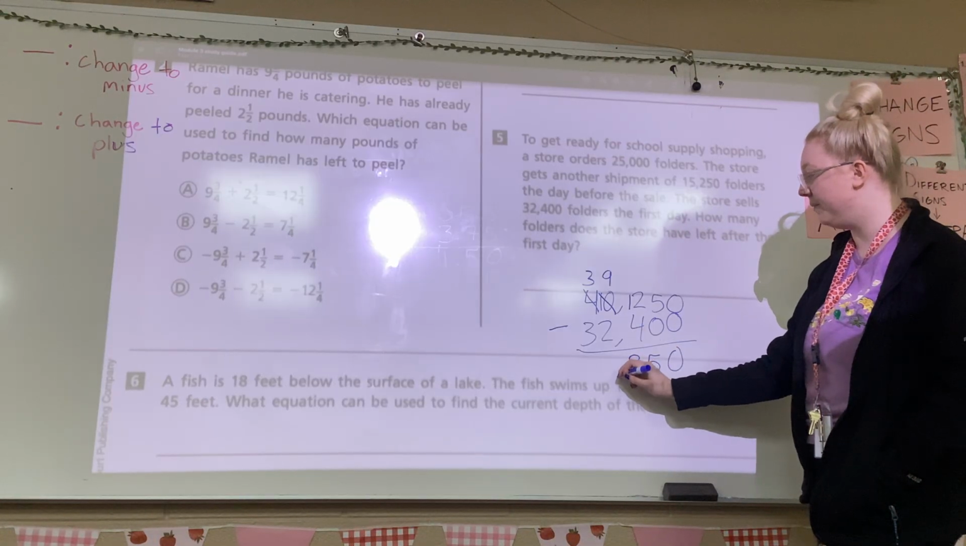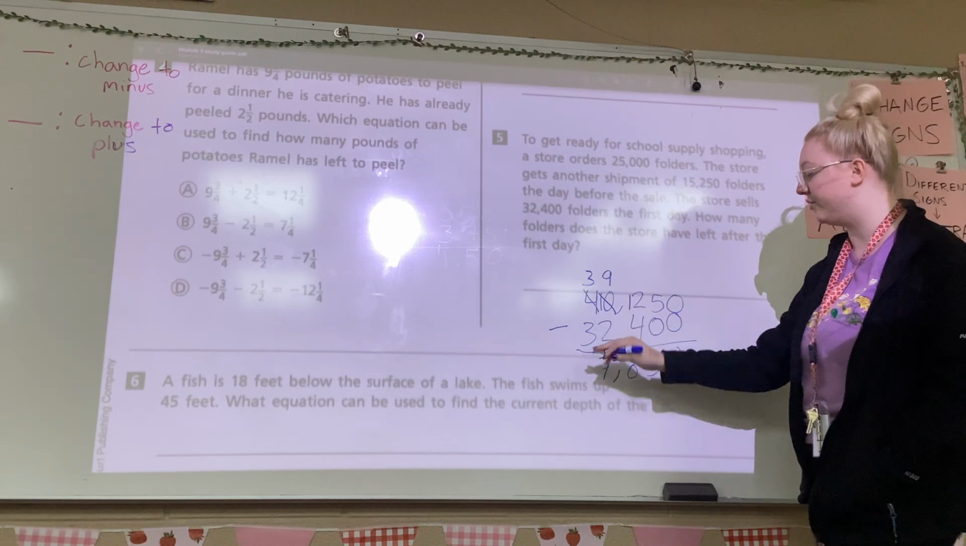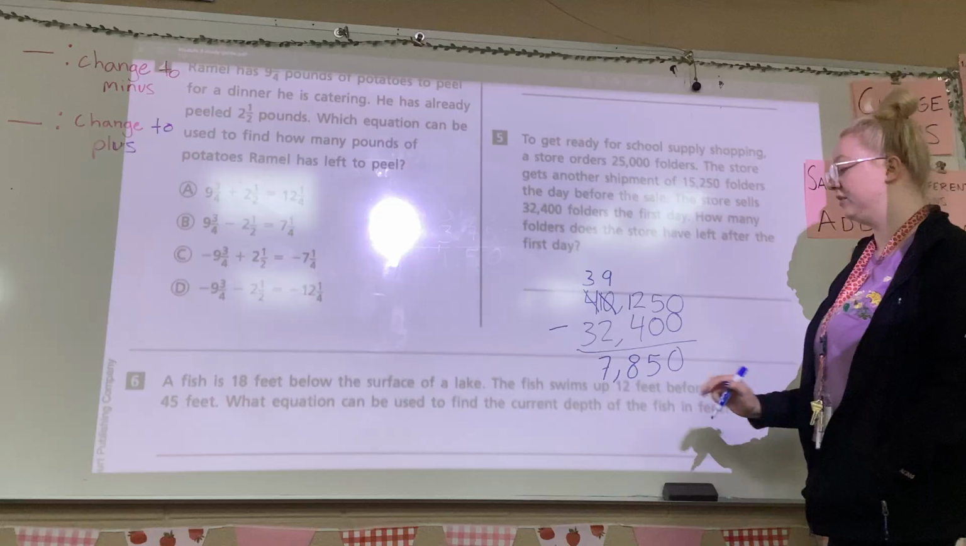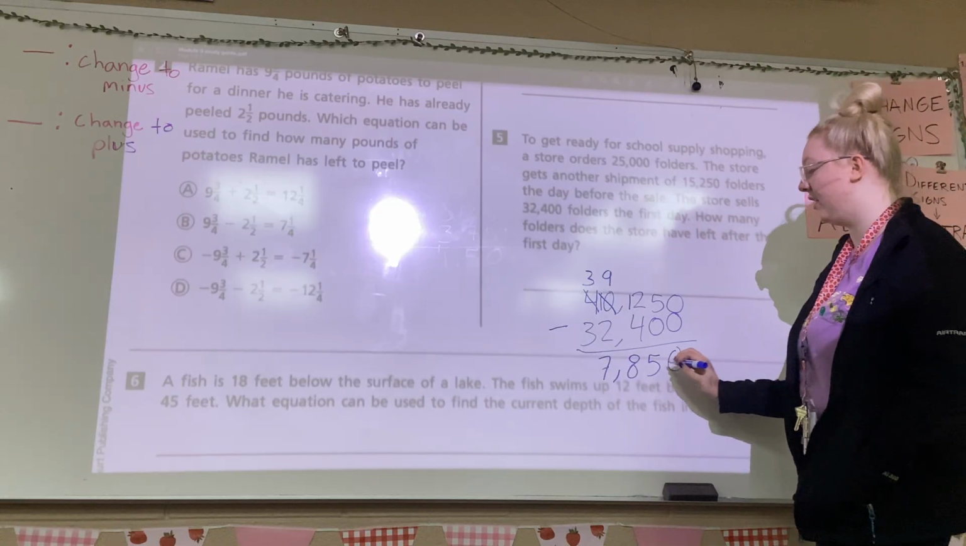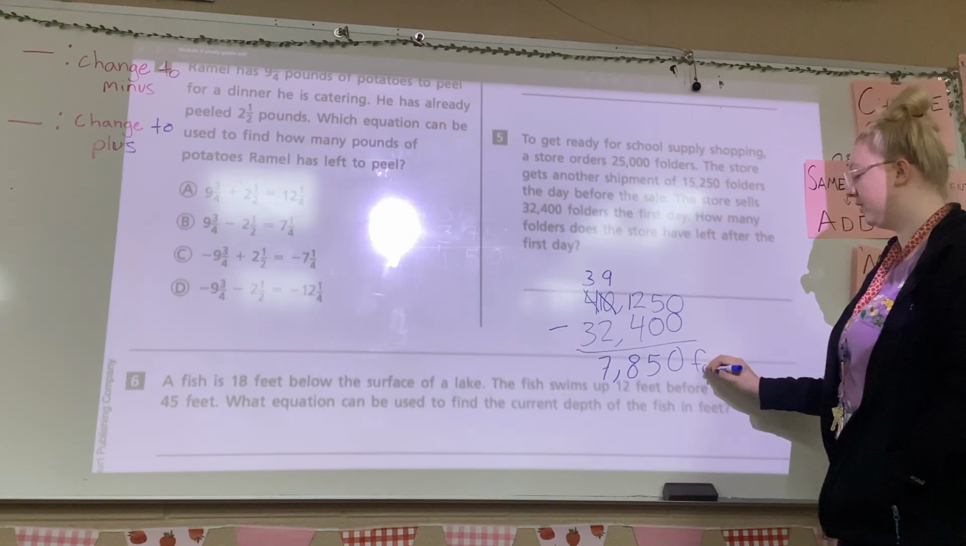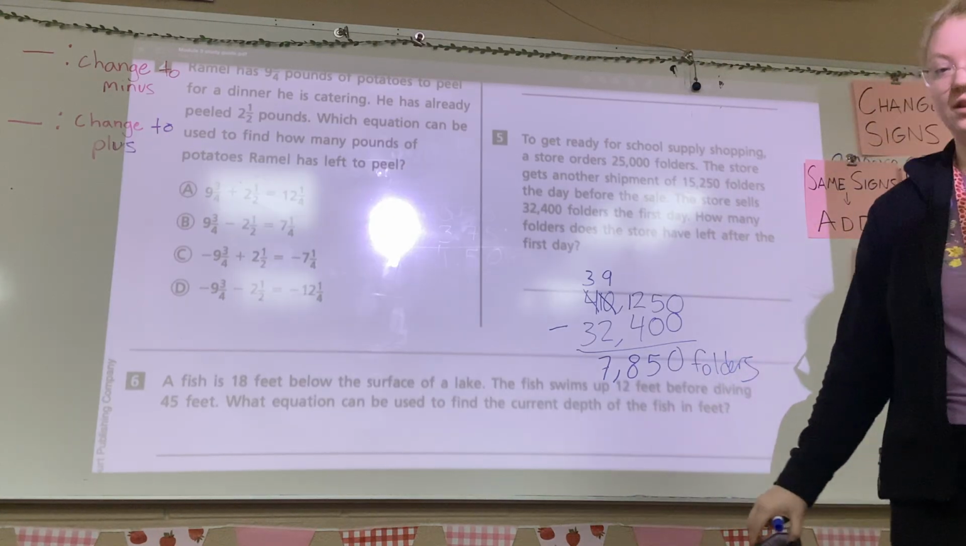Our commas line up. 9 minus 2 is 7. 3 minus 3 is 0, so I'm not even going to put a 0 there. This is our final answer. 7,850 folders. All right, scroll down even more.